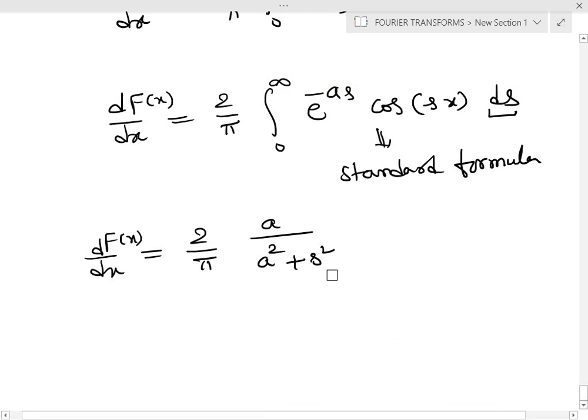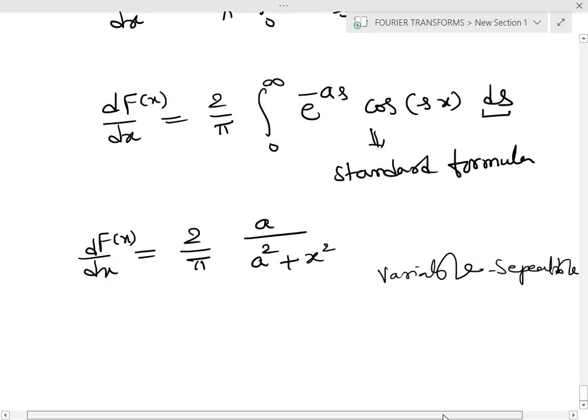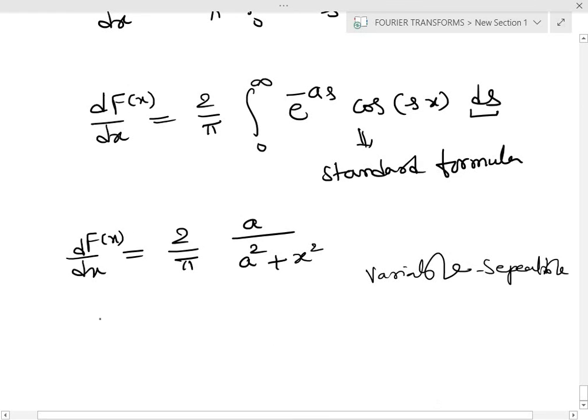It will be of x square. Now we use the variable separable method to integrate. That means integration of df is equal to 2a by pi into integration of dx by a square plus x square.